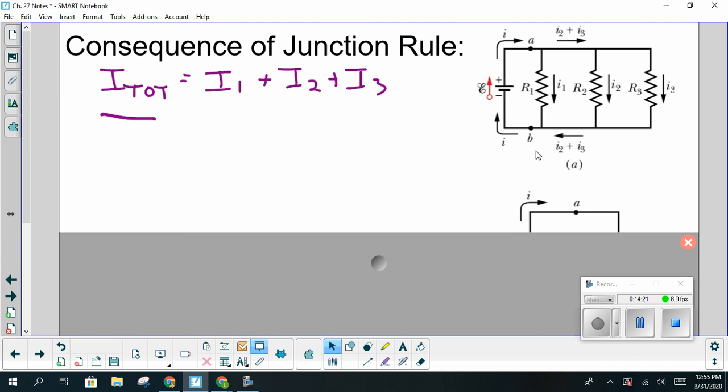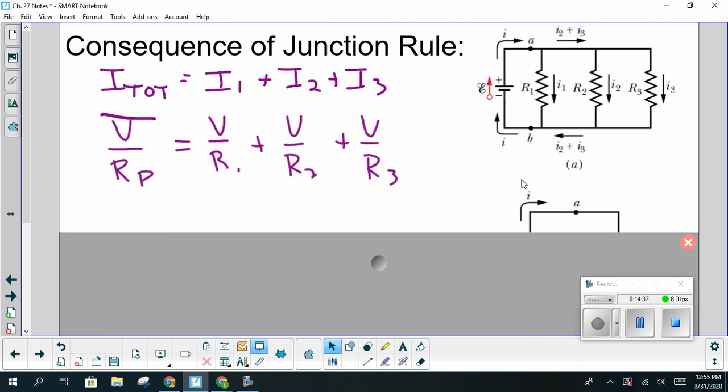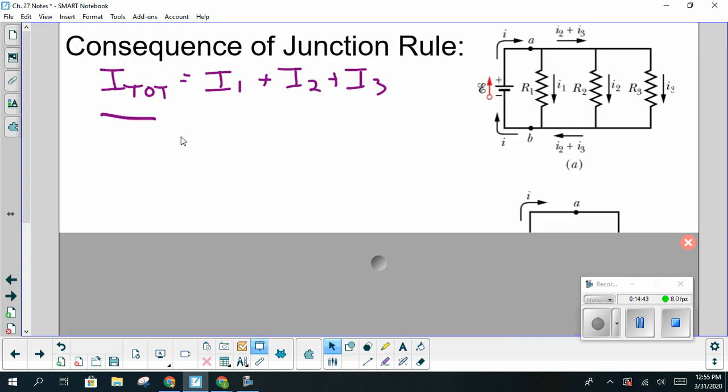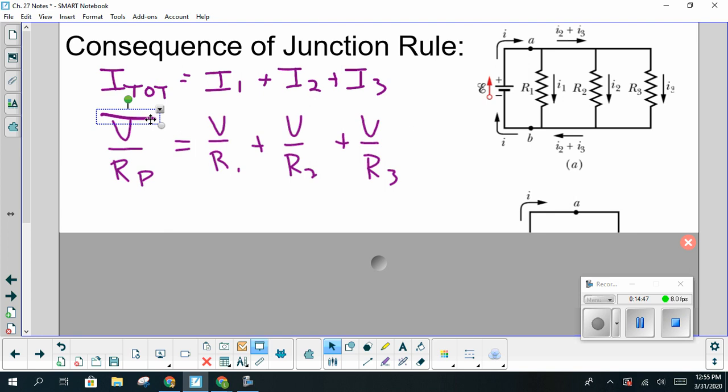And so what that really tells us is that the voltage drop across R1, R2, and R3 are all equivalent to that battery. So if we rewrite this statement in terms of potential and resistances, we get something that looks like this. Just kidding. There we go. Sorry about that.